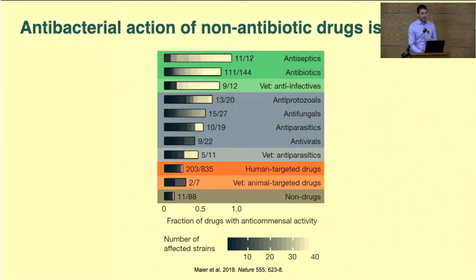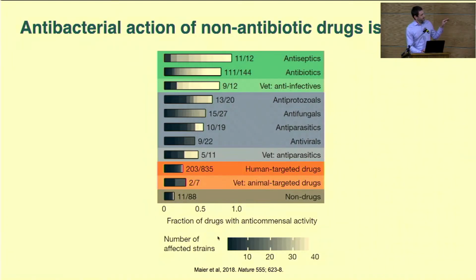And they tested them against a number of commensal organisms, human commensal organisms. And then the number here is the number of those drugs that had activity against the commensal organisms. And you can see that in terms of the color scale, that's the number of affected strains that were found. So as we'd expect, antiseptics, antibiotics, lots of activity against commensal organisms, no surprise.